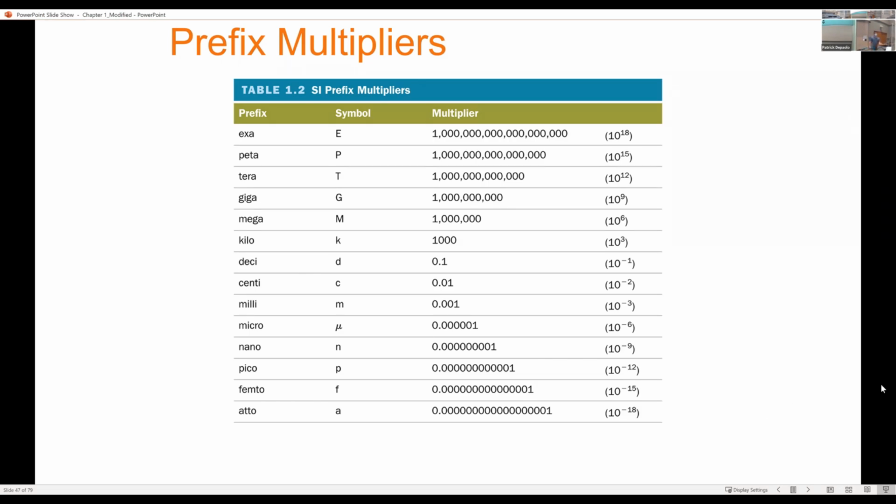Micro is a millionth, signified by that Greek letter mu. It's the only one with a Greek letter here.